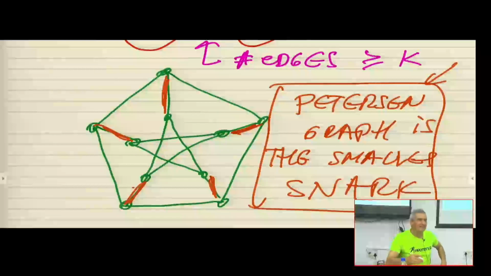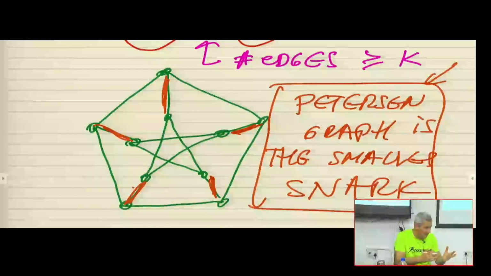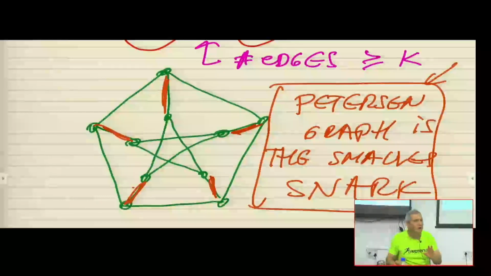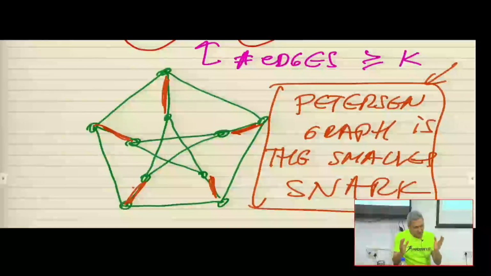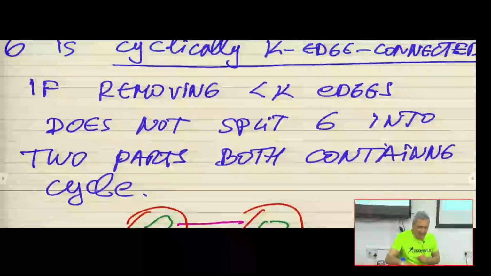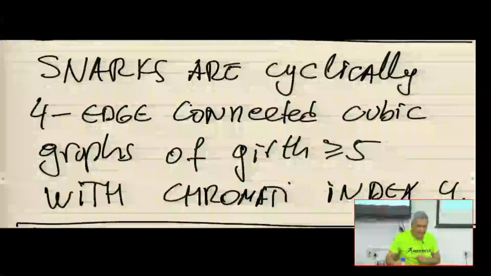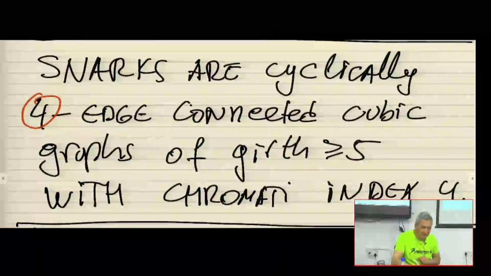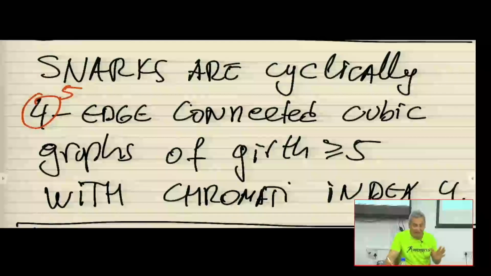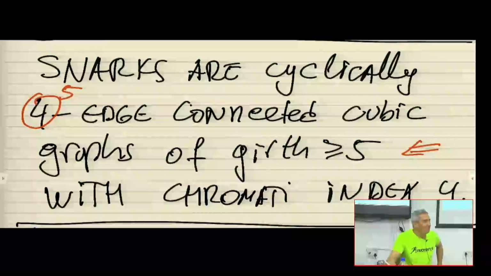So after these reductions, which we consider, there are even several more, which are harder ones. We consider the simplest ones. But then we come to the conclusion that snarks are cyclically 4-edge connected. Some people prefer 5 here. Cubic graphs with girth at least 5 with chromatic index 4. And the smallest such graph is Petersen.